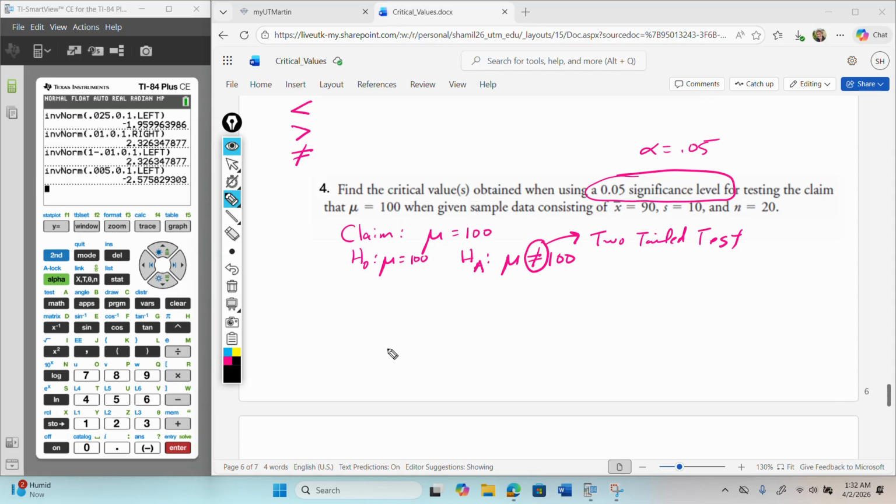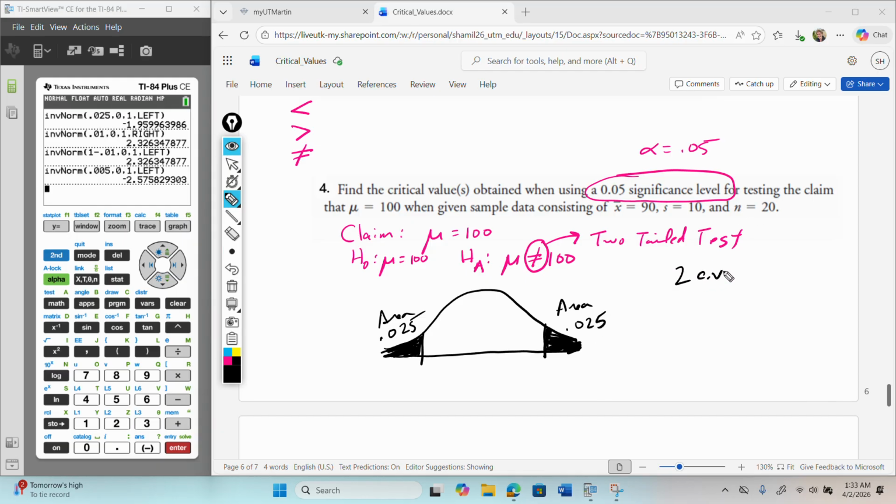Now, in the alternative hypothesis, my symbol is the not equal sign, so we will have a two-tailed test. So what we're going to have is two rejection regions and two critical values. Now, alpha is the total area of the rejection region, and I have two rejection regions, so each of these regions will be area alpha over 2. So 0.05 divided by 2 is 0.025. We will have two critical values now.